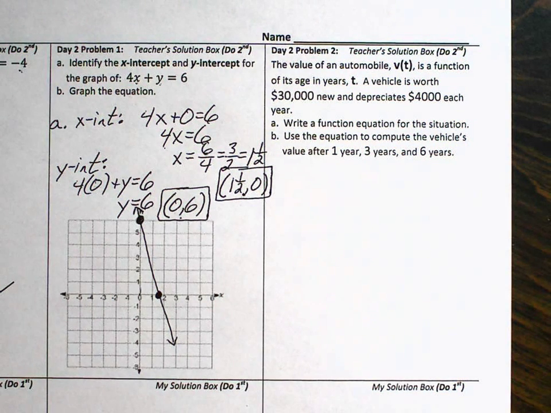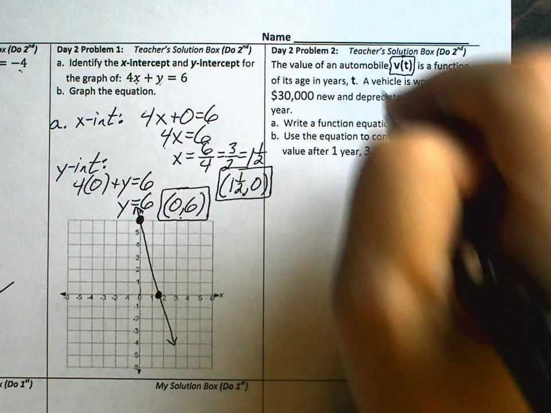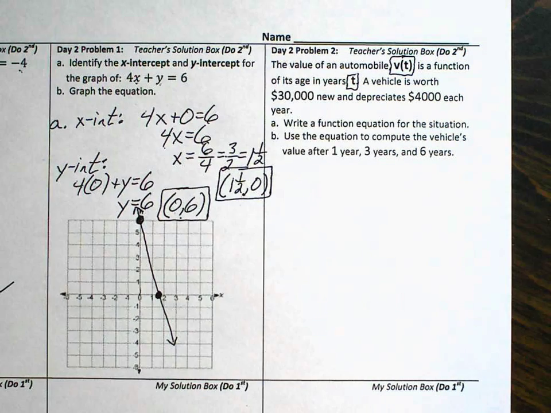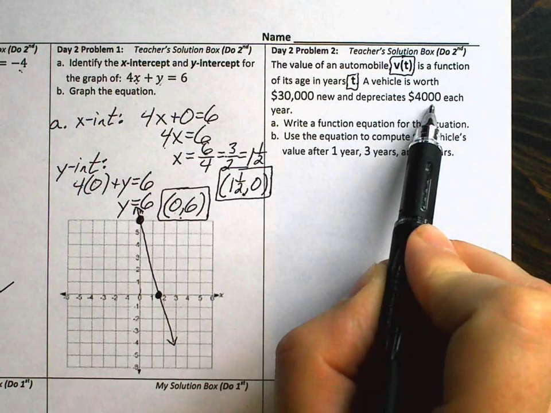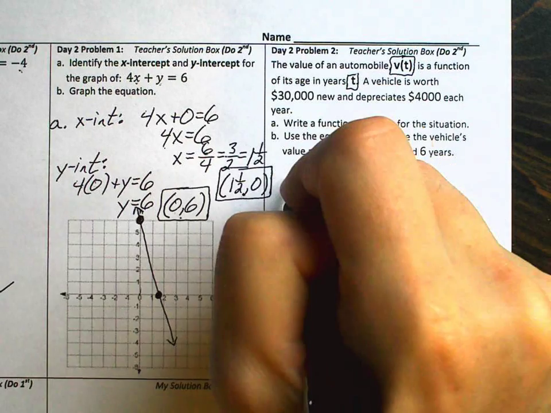Now, Day 2, Problem 2. The value of an automobile, V of t, is a function of its age in years, t. A vehicle is worth $30,000 new and depreciates $4,000 each year. Question A, write a function equation for the situation.